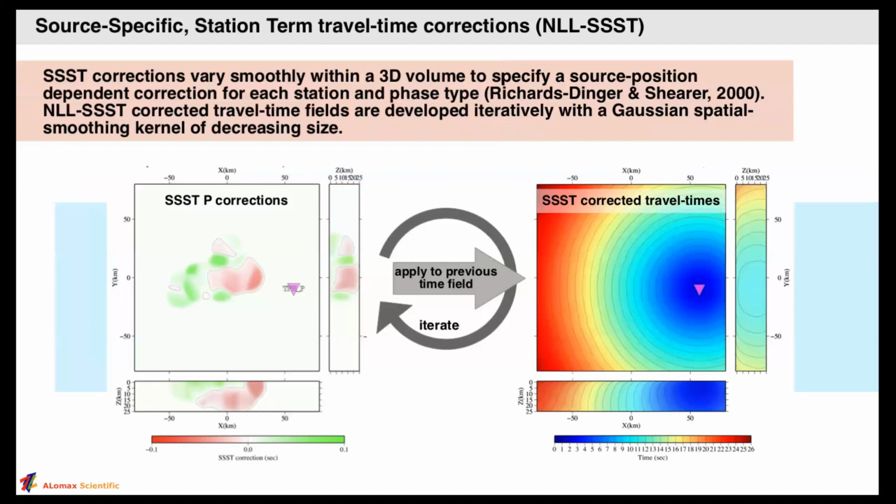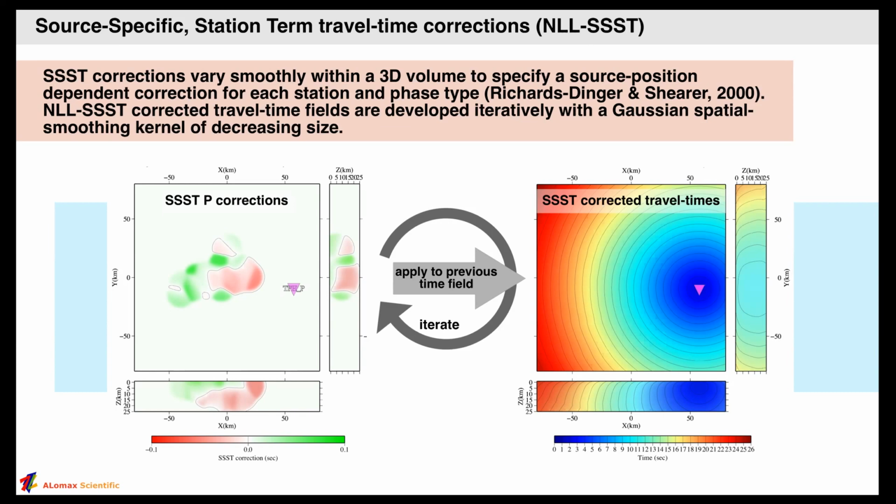So the source-specific station travel time corrections are fairly well established. These are corrections that vary smoothly within a 3D model, and give us a source-dependent correction for each station that you're using and each phase type. In NonLinLoc, these corrected travel time fields are developed iteratively using a Gaussian spatial smoothing of decreasing size throughout the region of interest.